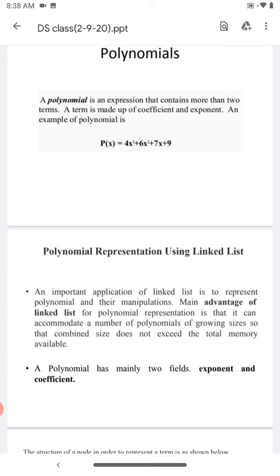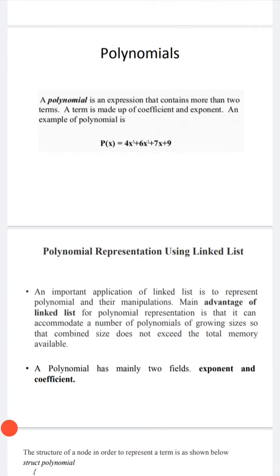But actually it is 9x power 0. We know x power 0 equals 1, so 9 into 1 is 9. So there is no need to specify x power 0. The last term only contains 9, but the coefficient is 9 and the exponent is 0. Okay, consider this polynomial equation.